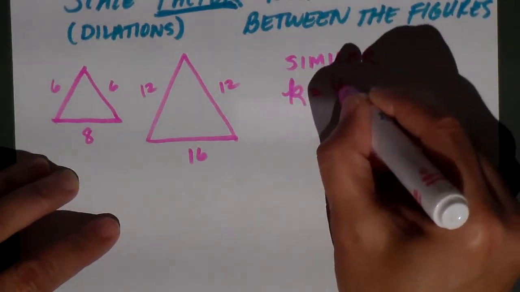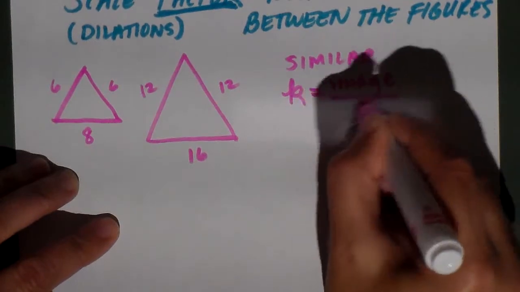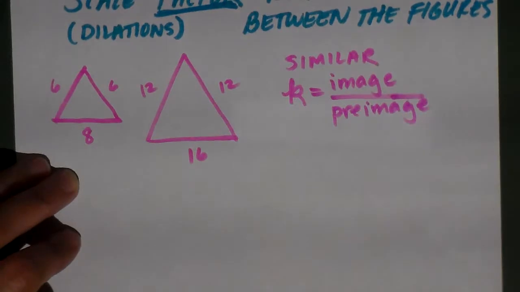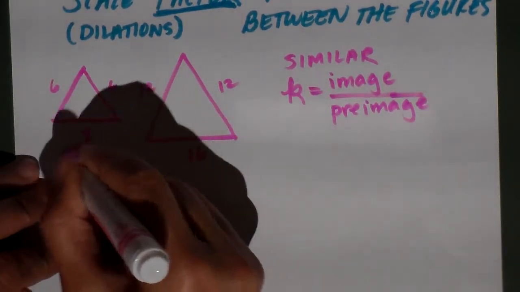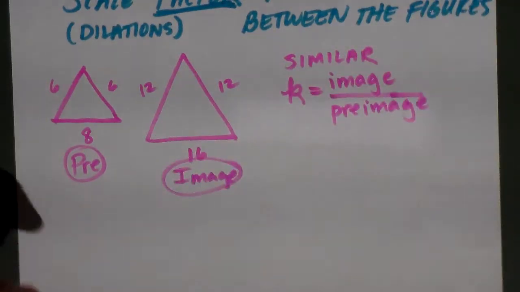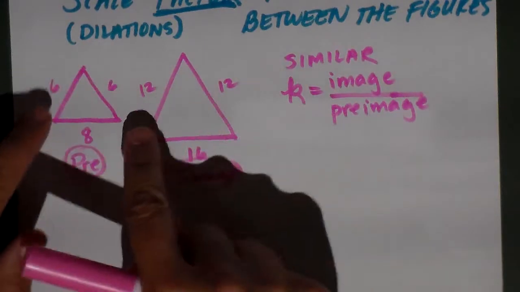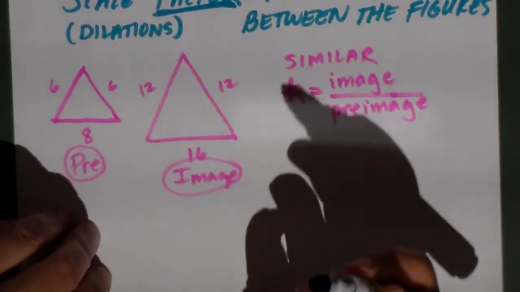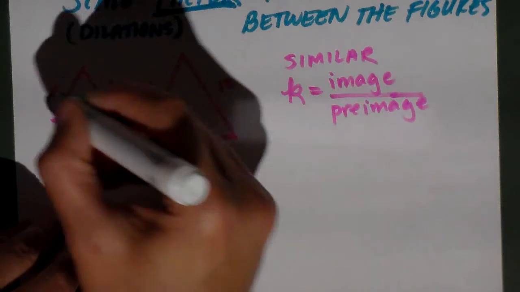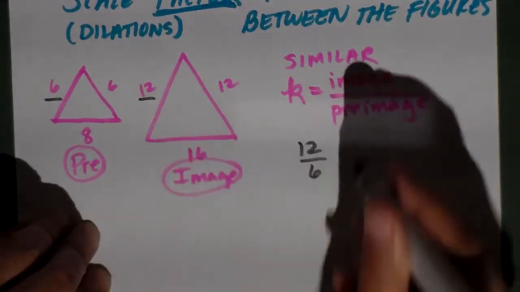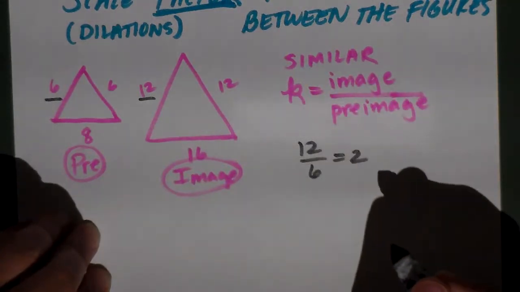And that is going to be the image, which is your new object, divided by your pre-image, which is your old object, your original. So here's your pre-image, and here's your image. So when I take the image and divide it by the pre-image, it shouldn't matter. As long as I can match up the sides, then I will actually be able to get the scale factor. So let's look at all these. Let's assume I have them written in the correct orientation. So 12 over 6, and that would give me 2, a scale factor of 2.